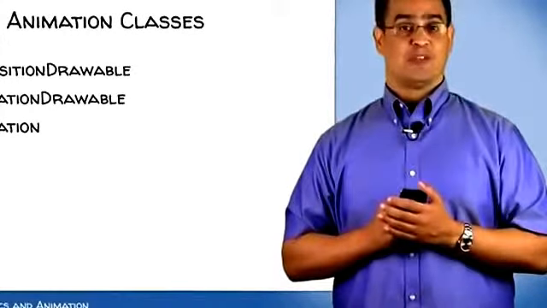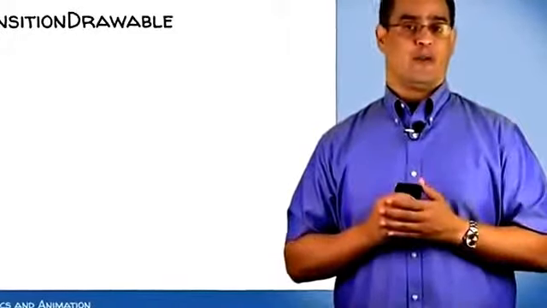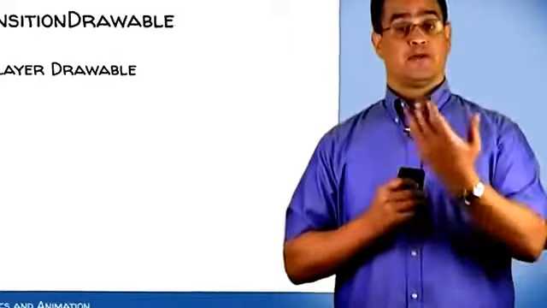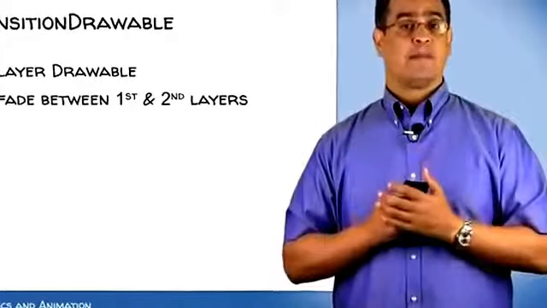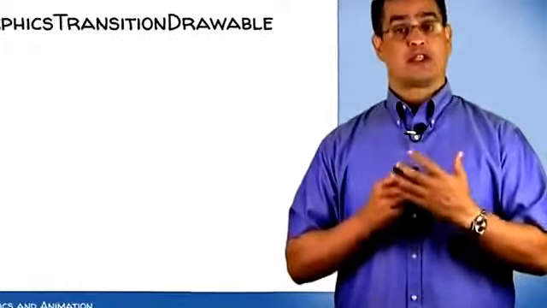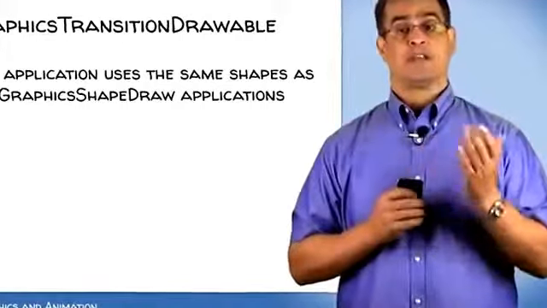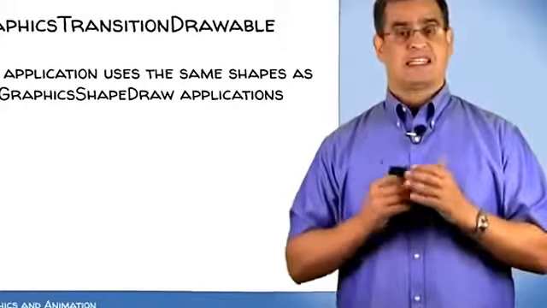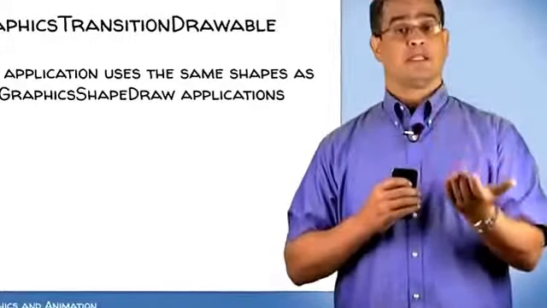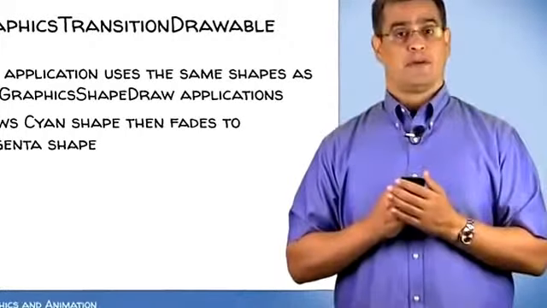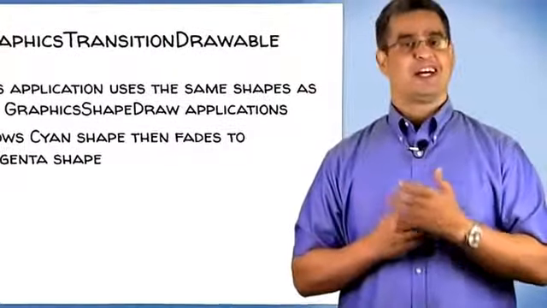The first animation class we'll discuss is the transition drawable. This class specifies a two-layer drawable, and when it's displayed, the user sees the first layer and then a bit later sees the second layer. Our example application is called Graphics Transition Drawable, and this application takes us back to the graphics shape draw applications that we saw earlier. But this time, instead of displaying both shapes at the same time, this application first displays the leftmost cyan-colored shape, which then fades into a display of the rightmost magenta-colored shape. Let's see how that works.